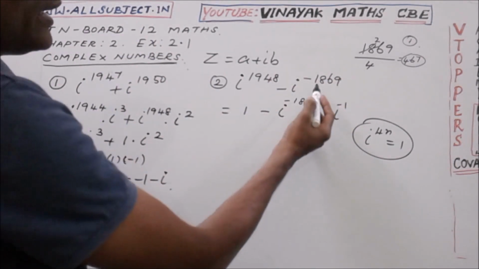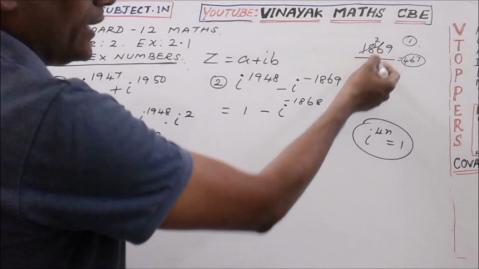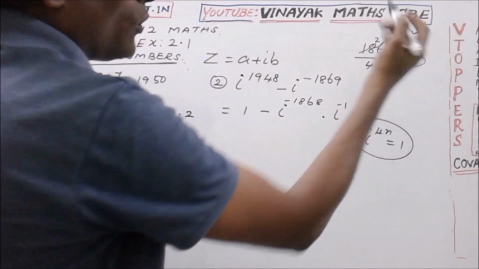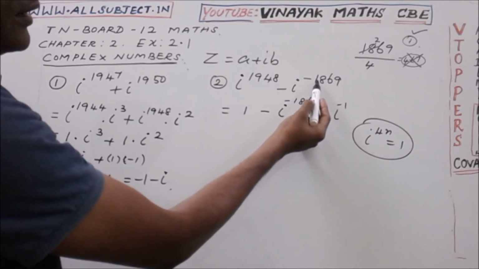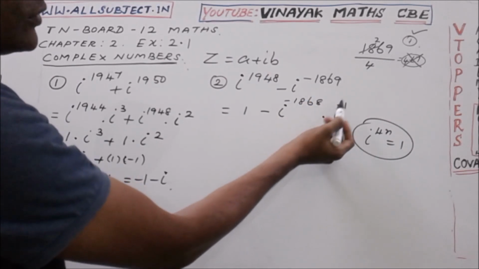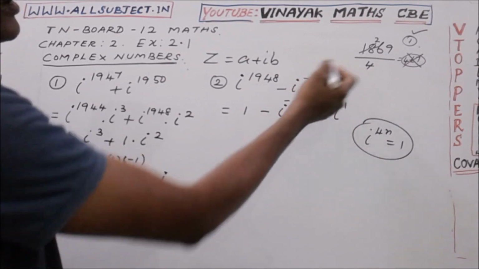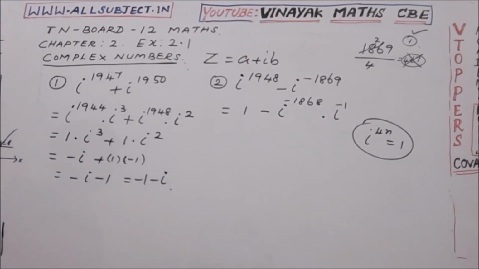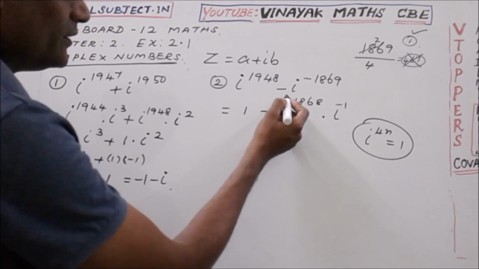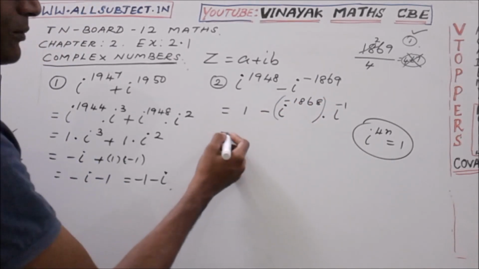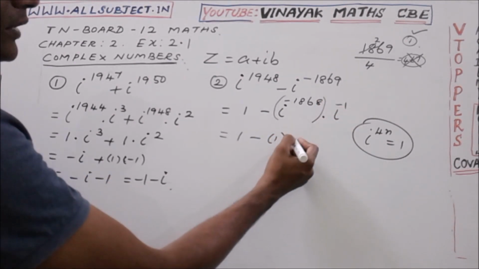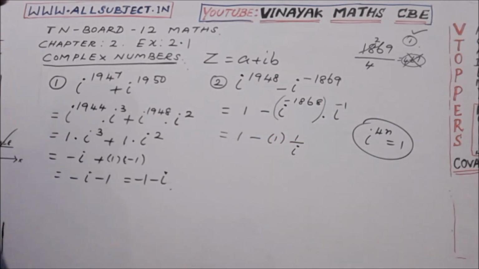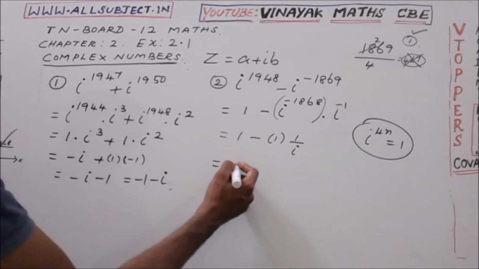The next term is 1869. When we divide it by 4, the remainder is 1. We need not worry about the quotient. So splitting by the remainder, 1868 into i power minus 1. This is a multiple of 4, which implies 1 minus 1 into i power minus 1, and i power minus 1 is 1 by i.